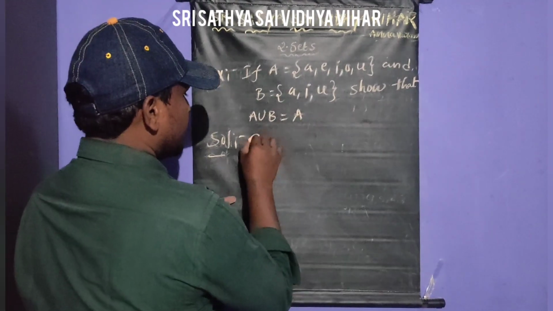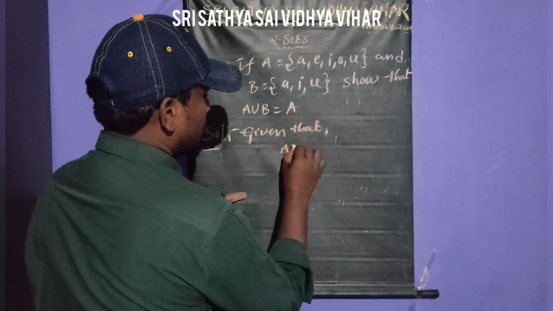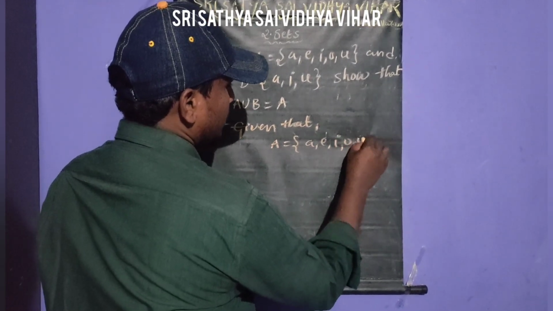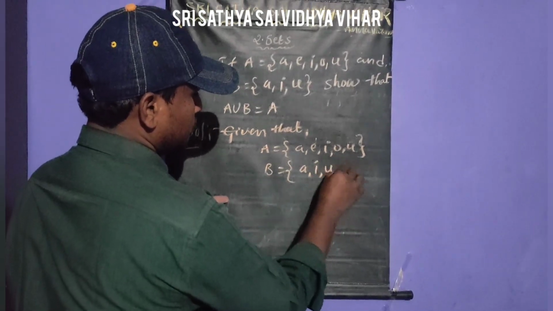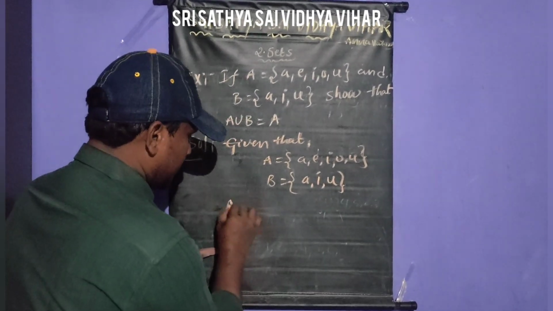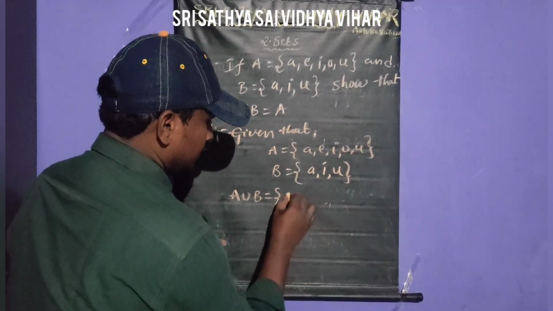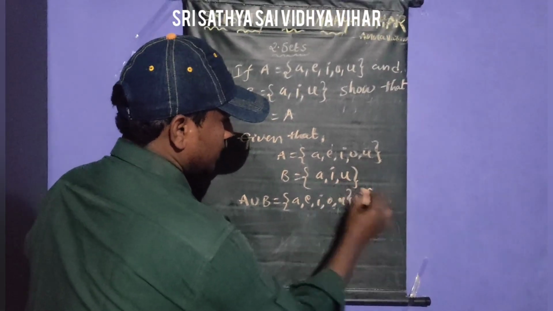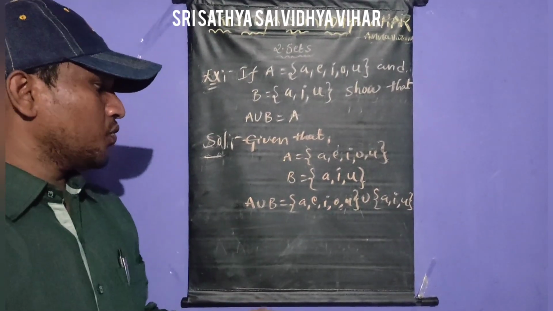First of all, what is given? Given that A is equal to {a, e, i, o, u}. What is set B? Set B is {a, i, u}. Then find out first of all A union B. Already we know A union B. What is the set A? A is given {a, e, i, o, u}, union. What is the set B? {a, i, u}. A union B we have to find out.